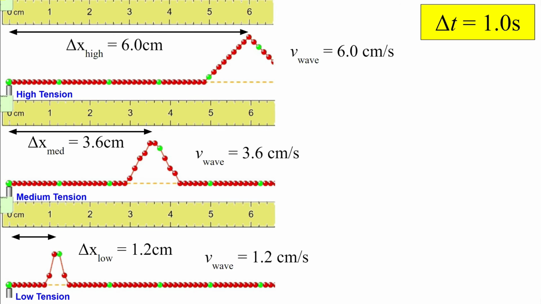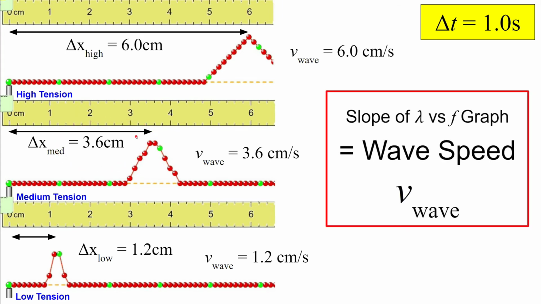For the medium tension string, it looks like it had a displacement of about 3.6 centimeters, and that happened in a time of 1 second. So it must have a wave speed of about 3.6 centimeters per second. Remember, the data we looked at, the equation had a slope of about 3.5 centimeters per second. So that's really close to how fast the speed is. So it looks like the slope of a wavelength versus frequency graph is the wave's speed. How fast an individual pulse moves through the string, or how fast the periodic pulses are moving through the string.